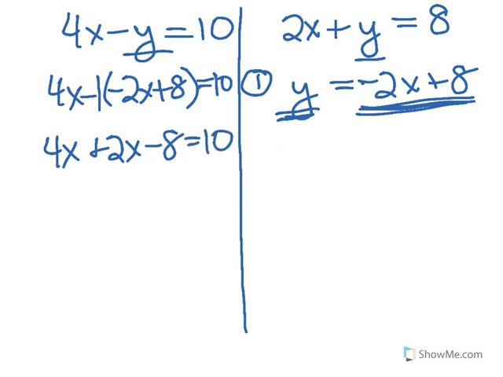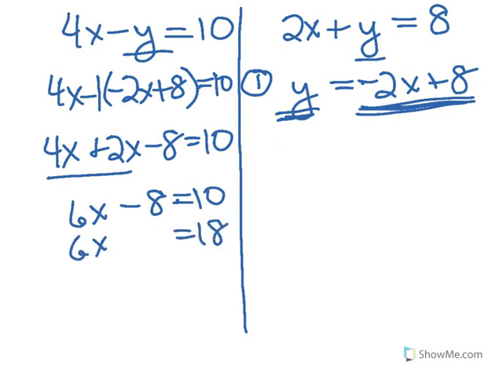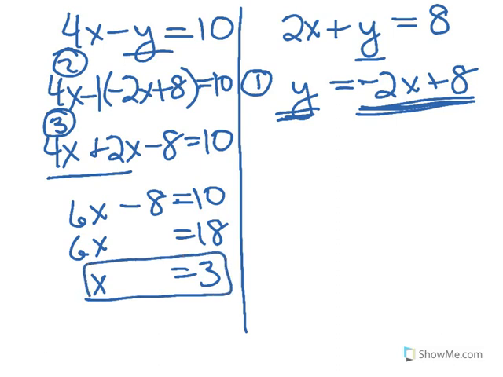Combining our like terms then, 4x plus 2x is 6x. 6x minus 8 is equal to 10. Add 8 to both sides, 6x equals 18. Divide both sides by 6, and we discover that x is equal to 3. Okay, so that was step 2, where we made our substitution, and step 3, where we solved for the value of x. Now that we have the value of x, it's time to do step 4.